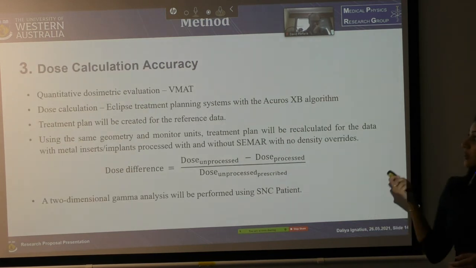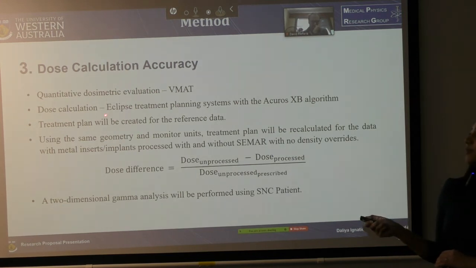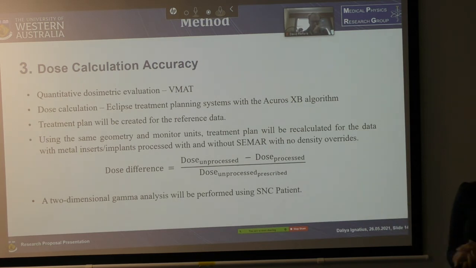And then the last step would be dose calculation accuracy. So we'll perform a quantitative dosimetric evaluation using VMAT, and the dose calculations will be performed using the Eclipse treatment planning system. The treatment plan will be created for the reference data. Using the same geometry and monitor units, the treatment plan will be recalculated for the data with metal implants, and a 2-dimensional gamma analysis will be performed at the very end.